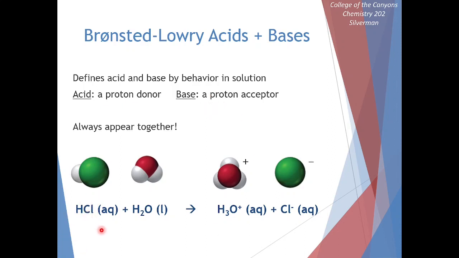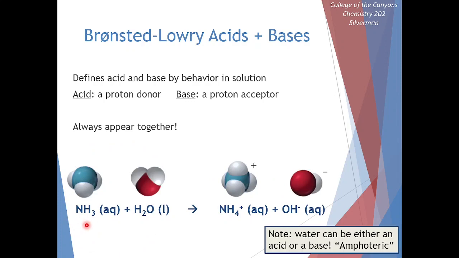Here's an example, HCl and water. These will react, producing our hydronium and our chloride. Well, how did we get here? We need to send this hydrogen ion from our HCl over towards our water. HCl is donating a proton. This is an acid. Water is accepting a proton. This is a base. There we go. Not too bad.